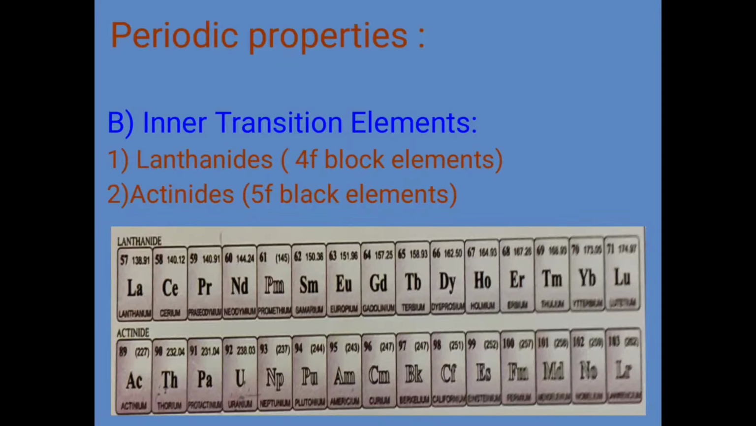Student, in this way, transitional element, inner transition element. Which element is called the transitional element and which element is called the inner transition element?